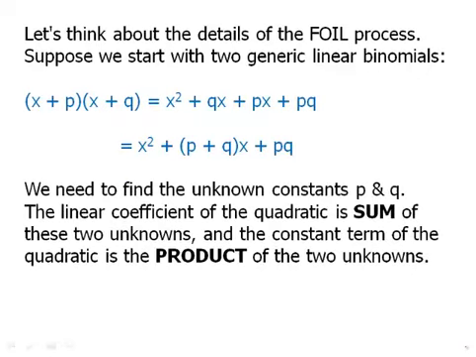So in other words, the linear coefficient of the quadratic is the sum of the two unknowns we're looking for, and the constant term of the quadratic is the product of the two unknowns. Very interesting. Let's apply this in a problem.